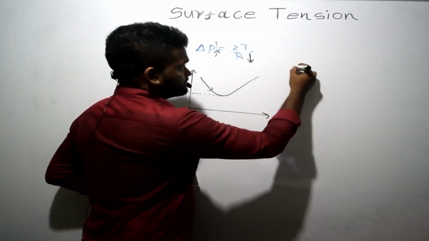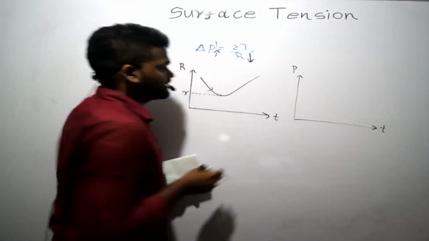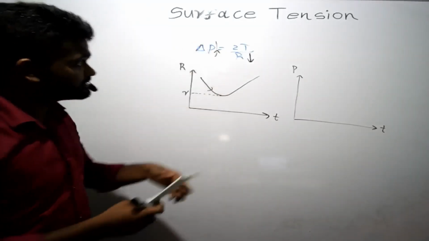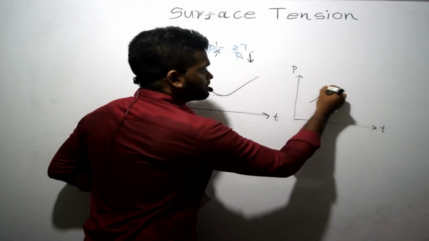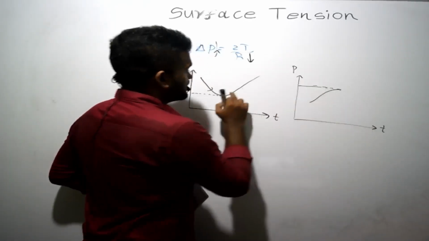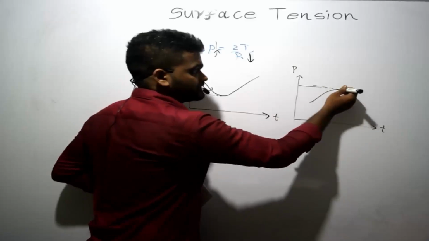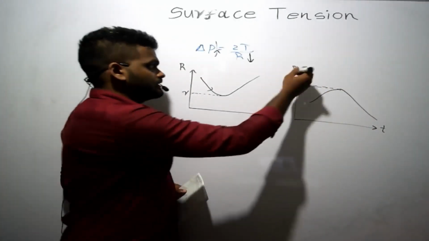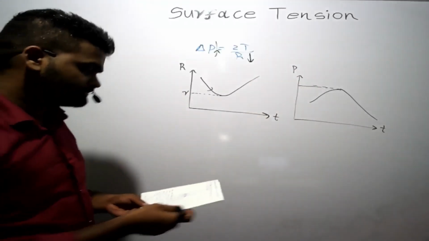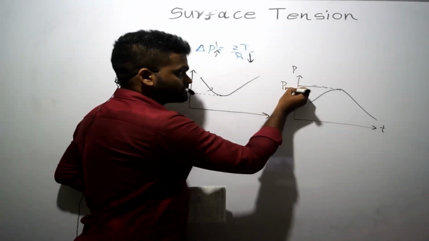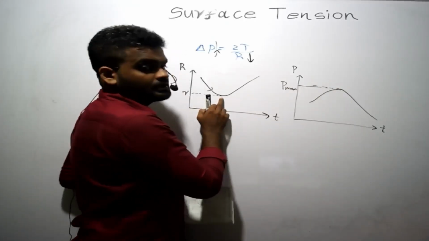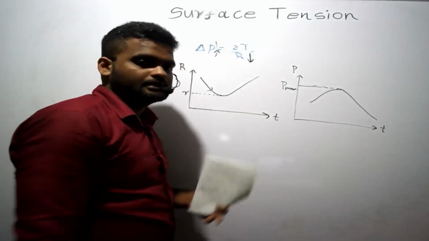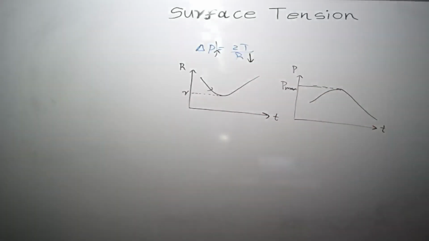So what should happen to the internal pressure? We know that when radius decreases, pressure increases, right? Then when radius increases, pressure decreases. Draw these two graphs. This is internal pressure. So P max is achieved at hemispherical shape, right? Pressure is maximum. That's why it could break at that point. Take it down.